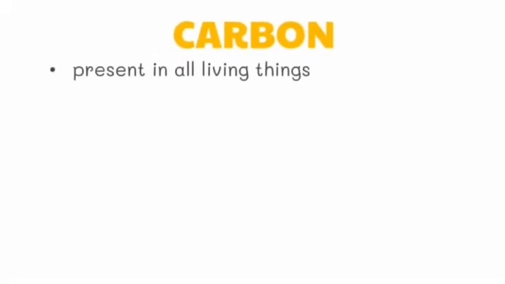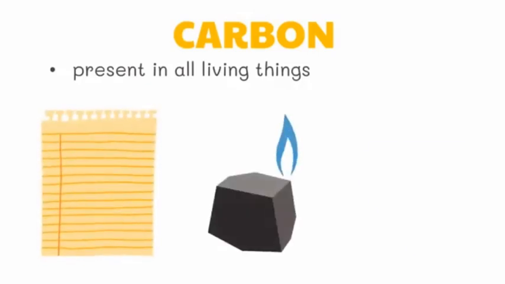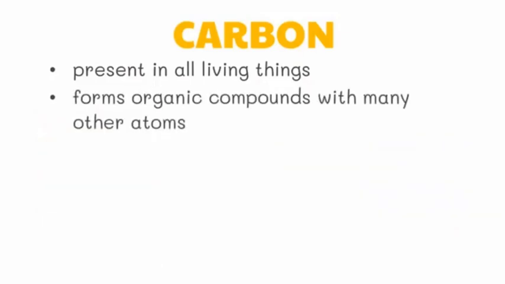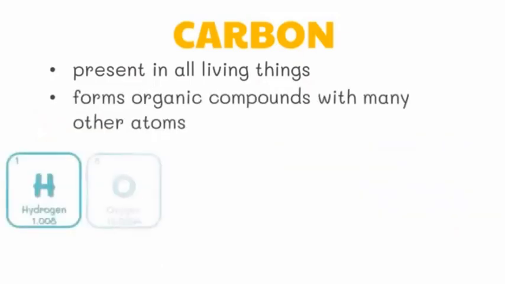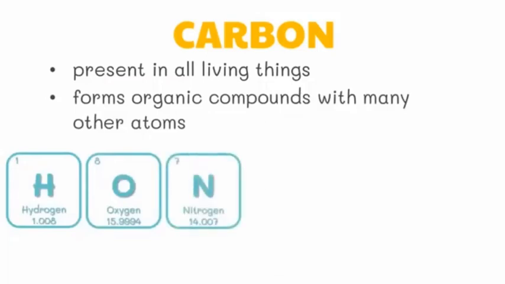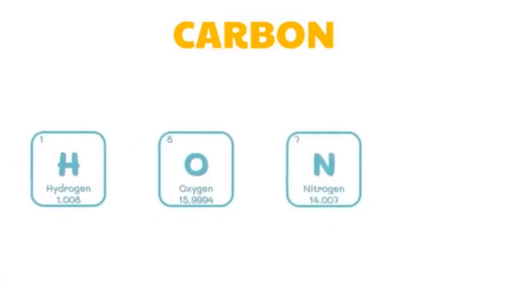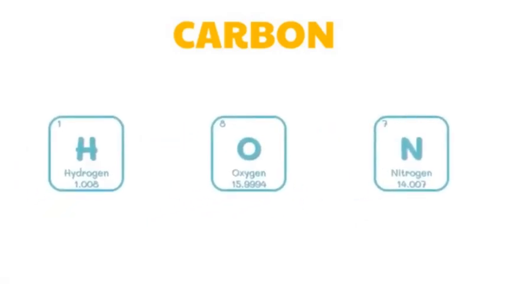Carbon is the same element present in all living things and some non-living things such as paper, coal, and diamond. Carbon forms organic compounds with many other atoms like hydrogen, oxygen, nitrogen, and halogens, which can form complex structures. The compounds which contain carbon combined with hydrogen, oxygen, nitrogen, and a few other elements are usually called organic compounds.